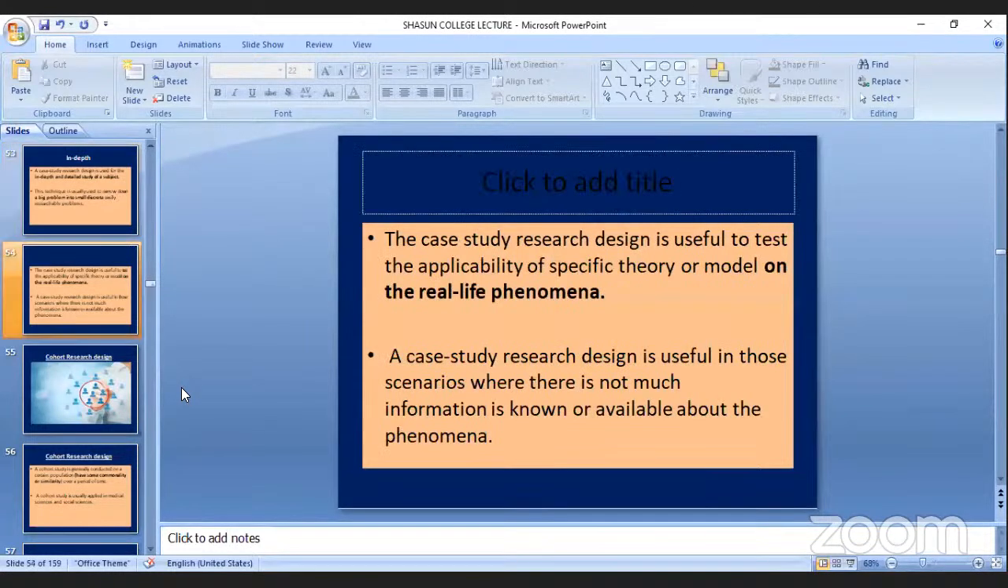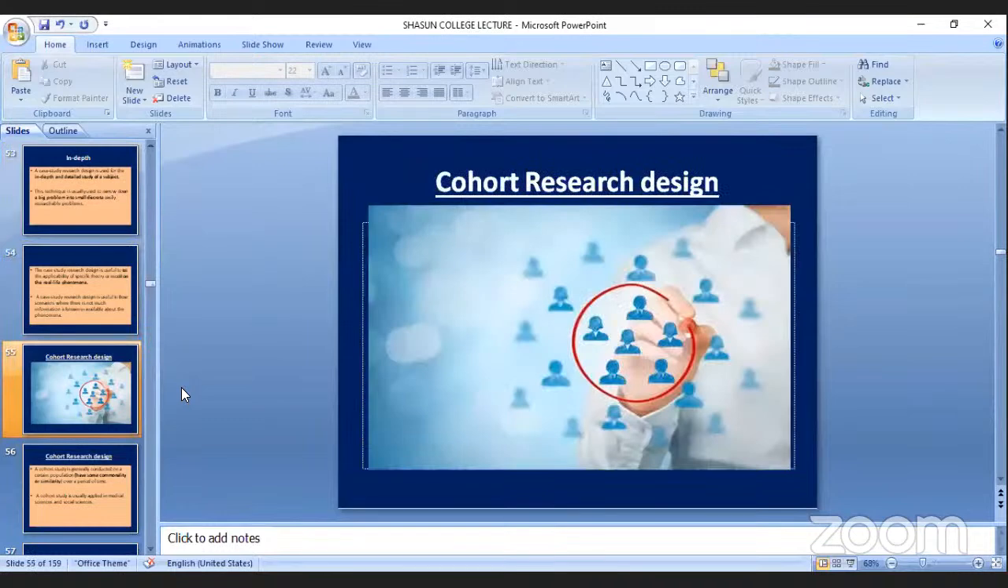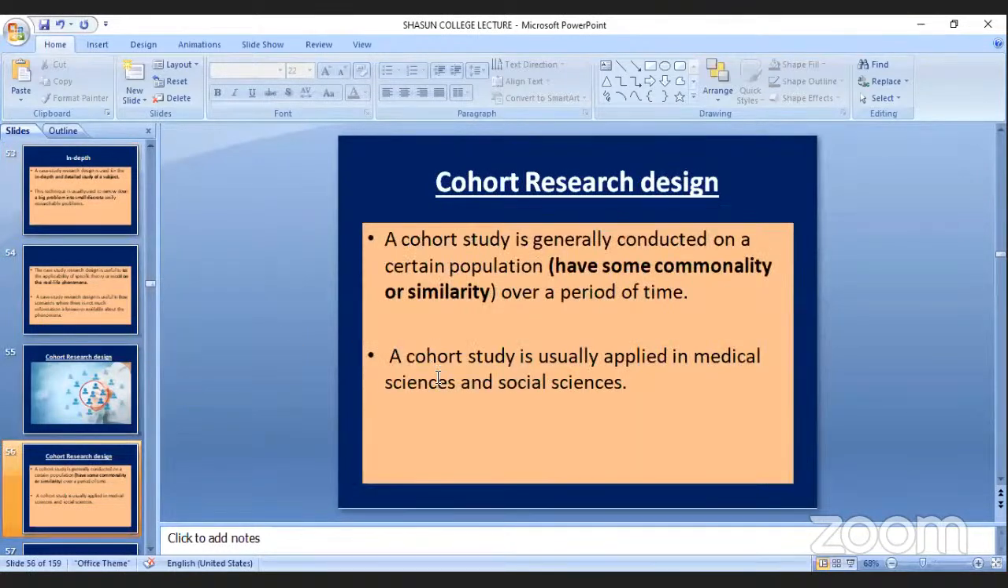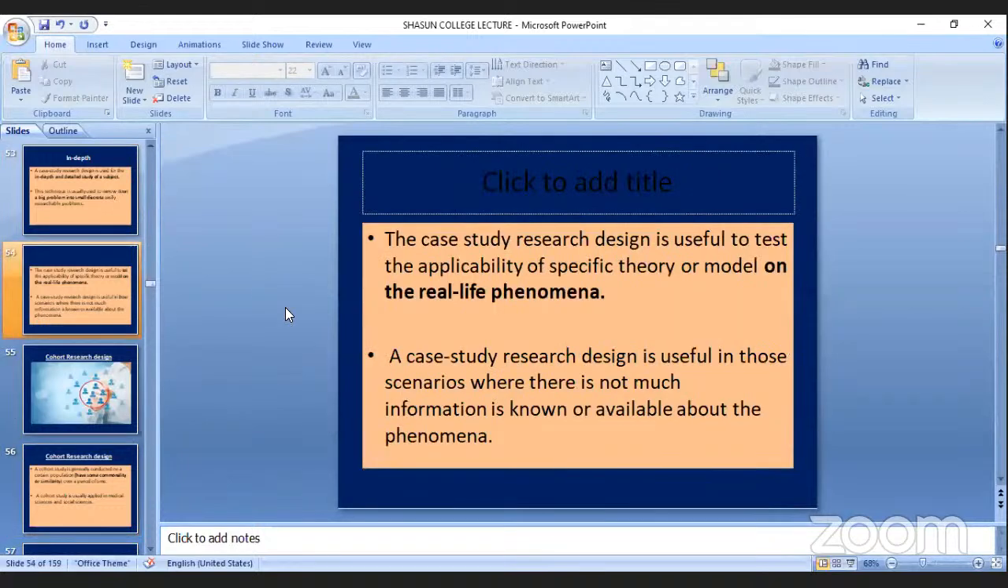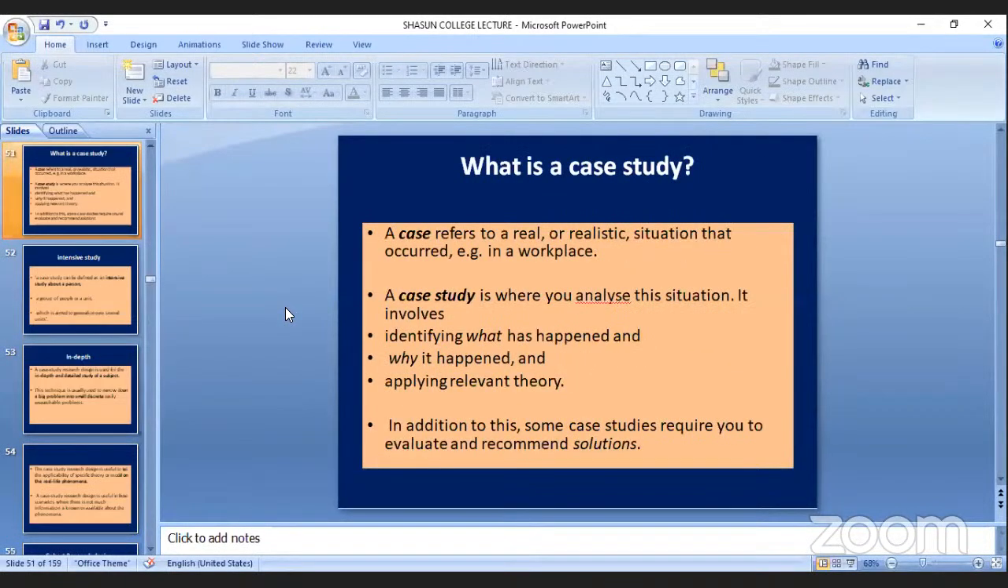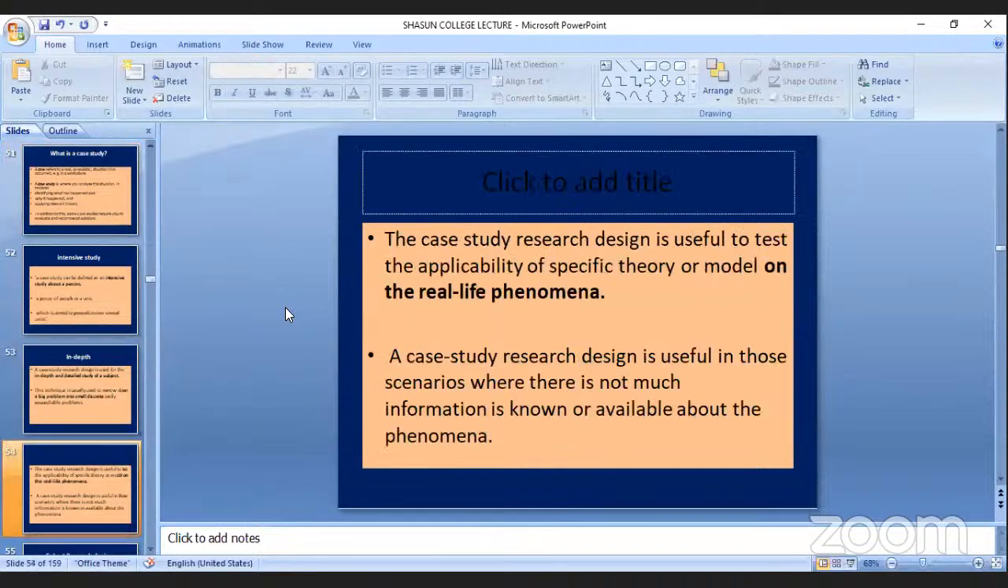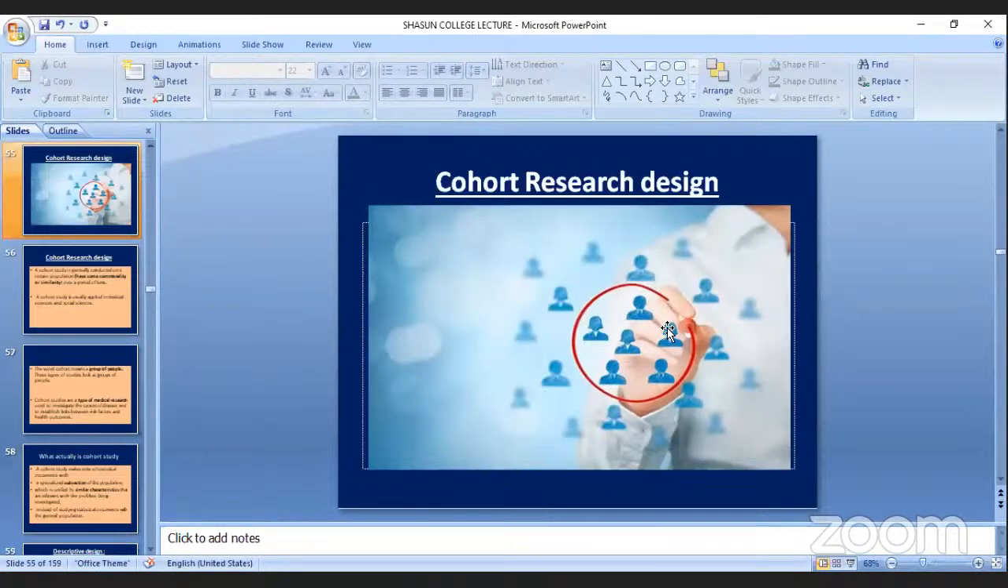You have a cohort research design also, where you take only a group which has some commonality or similarity among them. That is what is called cohort research. Now, this is different from case study, because in a case study you take a particular industry or a particular place and do research, whereas here the group itself will be the same. That is why you can see the picture, the cohort research design.